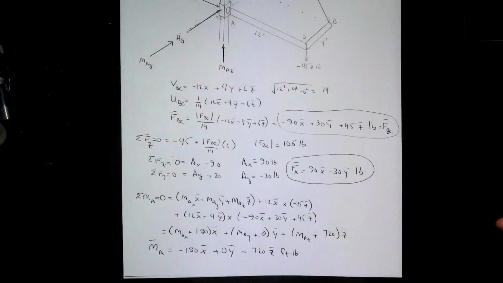Summing forces in the y must equal 0. I took AY to be positive. We'll see if that works. This has no y component. That has a plus 30. Solve for AY. AY equals minus 30 pounds. No problem. So now FA we needed here, it's done. FA vector is 90x minus 30y pounds. All done. So we knocked that off.